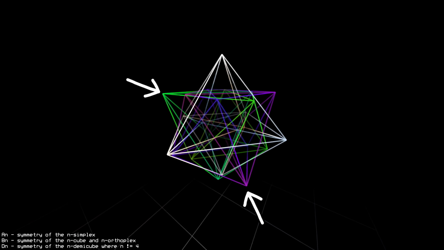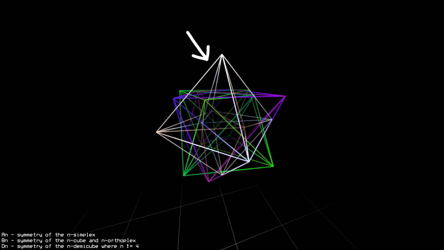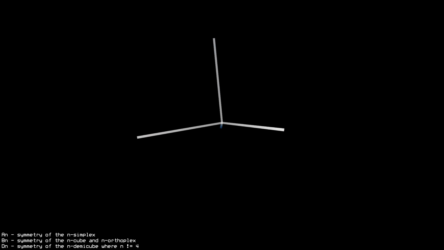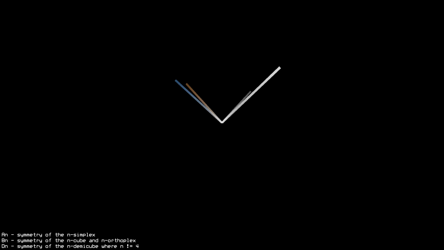I know the 2 demicubic 16 cells look smaller than the orthoplex one, but they're actually not. When a vertex appears close to the center but is colored strongly, that means it's further away in 4D, so it balances out. What about the compound?